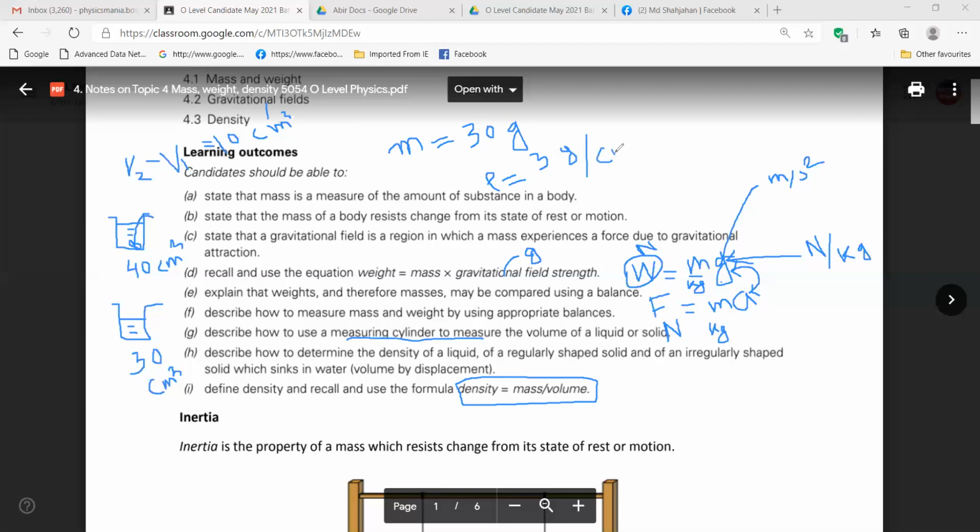Is it clear? Yes, sir. So we are done till here, right? And for a regular shaped object, if you are given one like this, then you can measure the mass using the balance, right? For example, this block has a mass of 800 gram, okay?